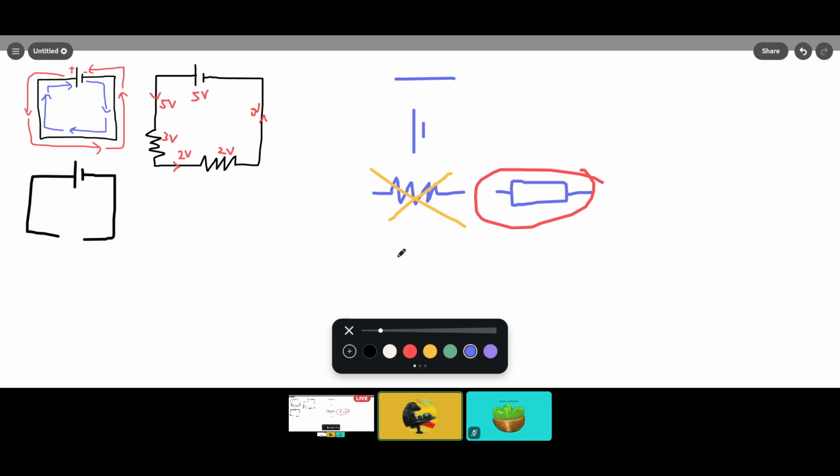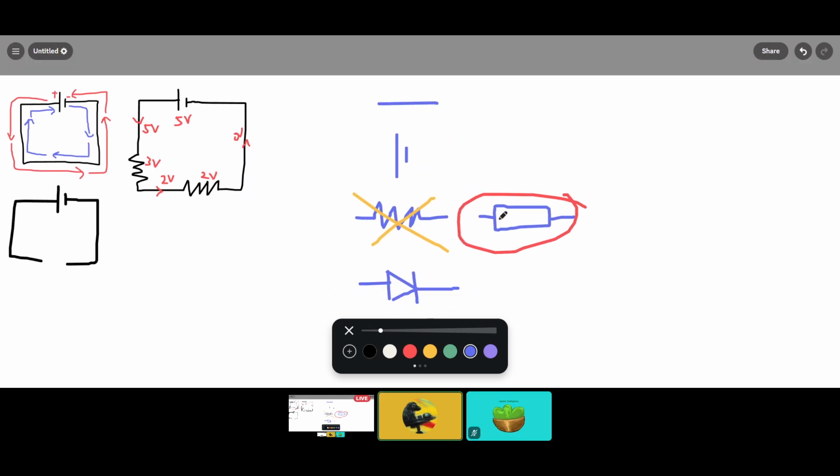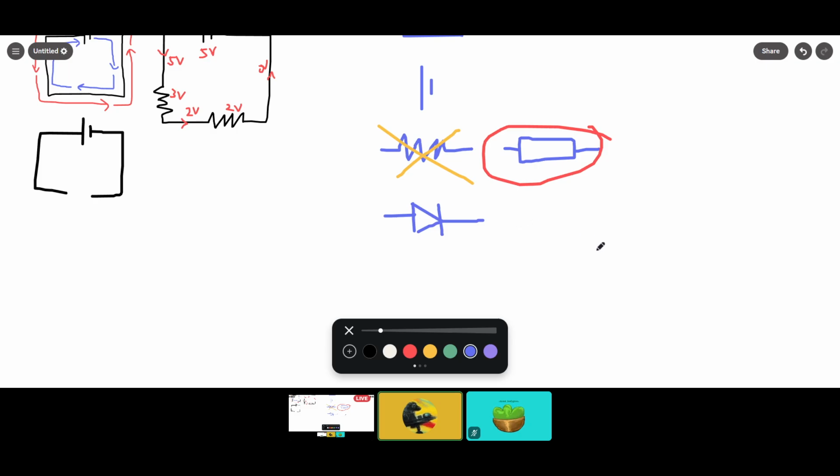Next is the diode. I will be drawing the symbols, but I will not explain what the component does, except for the wire and the battery. So there is a resistor video, you can go check it out. There's also a diode video, and you can go check that out.